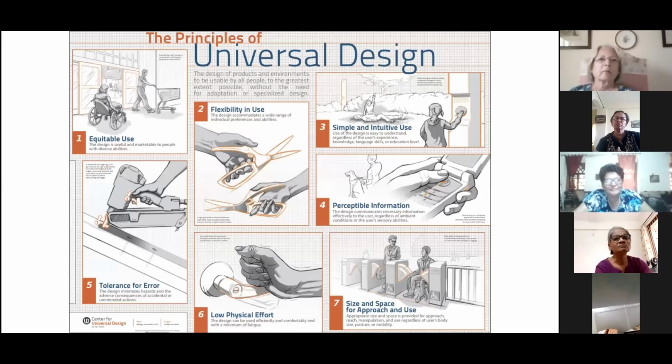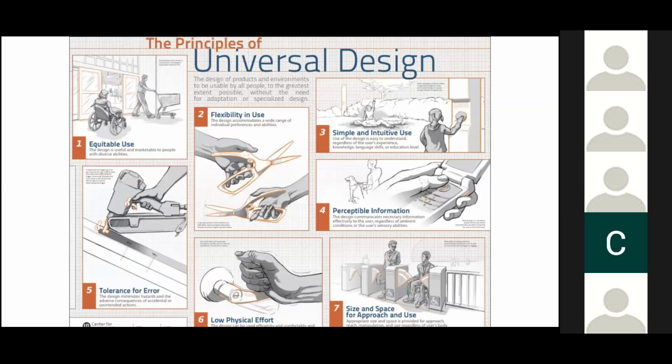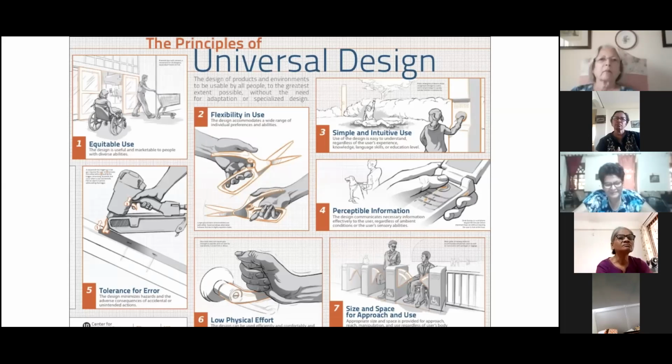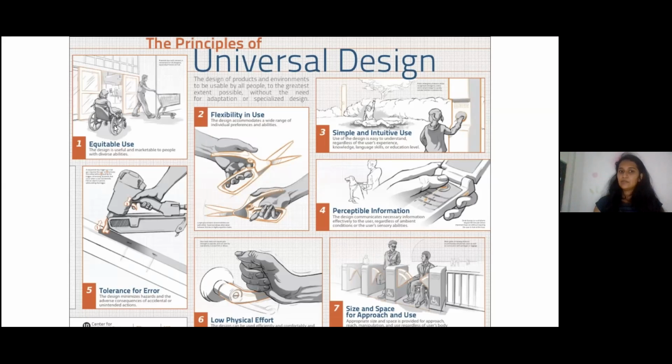So these are the 7 principles of universal design. I just hope that the examples and illustrations are visible to you. The first is equitable use. Here is an example of sliding doors where somebody with a trolley or a wheelchair can easily pass through. So it's not discriminating, it is equitable. Second is flexibility in use. These scissors are designed in such a way that they work equally well for right-handed or left-handed people.